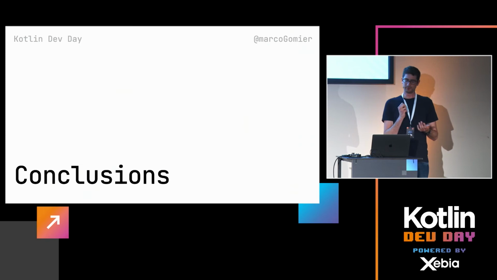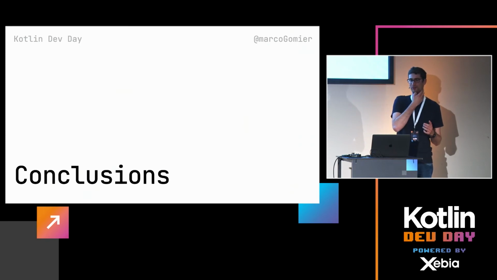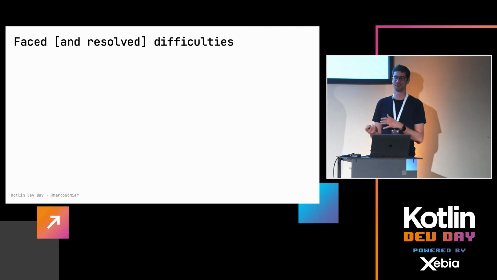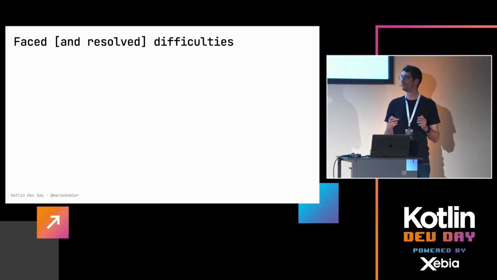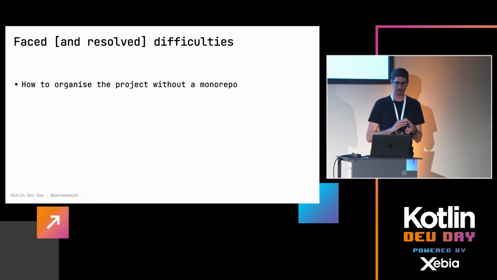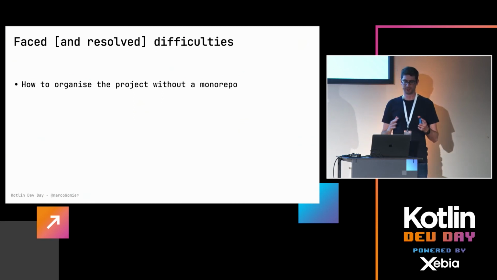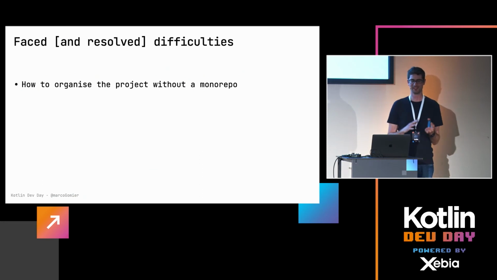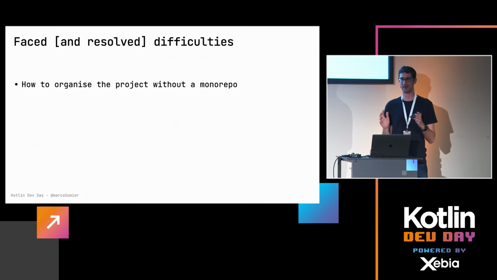Okay, so let's try to find some conclusions. During this path of introducing KMP, I faced and luckily resolved some difficulties. The first one that I found hard to begin with was how to organize the project without a monorepo structure, because all the samples online were with the fancy monorepo things, but it was not working for me. So in order to understand how to properly set it up, everything was a little bit painful, but with a bit of trial and error, I found a way of organizing it in a satisfying way.